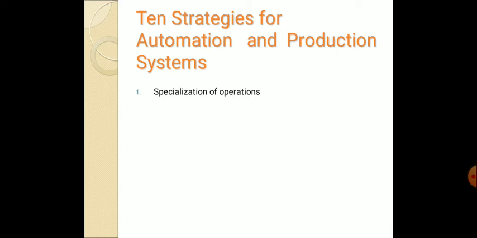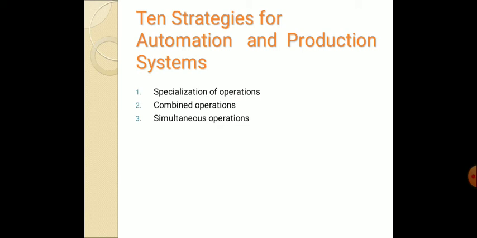First one is the specialization of operations. In the specialization of operations, the first strategy involves the use of special purpose equipment designed to perform one operation with the greatest possible efficiency. Second one is the combined operation. Production occurs as a sequence of operations. Complex parts may require dozens or even hundreds of processing steps. This is accomplished by performing more than one operation at a given machine, thereby reducing the number of separate machines needed. Third one is the simultaneous operations. A logical extension of the combined operations.